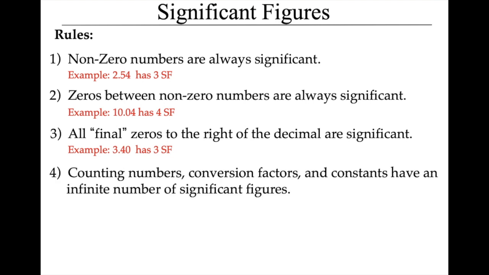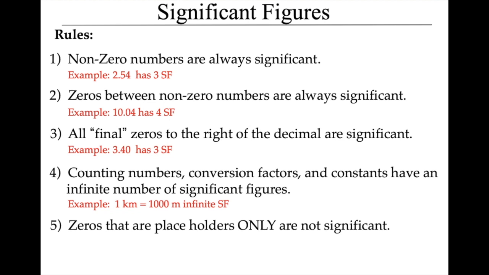Rule 4, counting numbers, conversion factors, and constants have an infinite number of significant figures. So in chemistry, we'll use lots of constants and conversion factors, things like the speed of light or the number of centimeters in a meter, and we don't really count those numbers in our significant figure calculations because they are conversion factors and constants. So if I said 1 kilometer equals 1,000 meters, we would consider both of those numbers or measurements to have infinite significant figures.